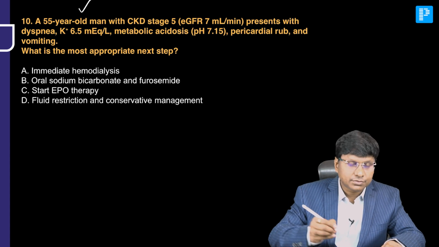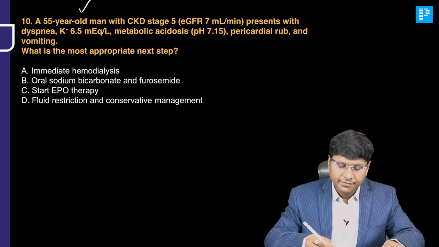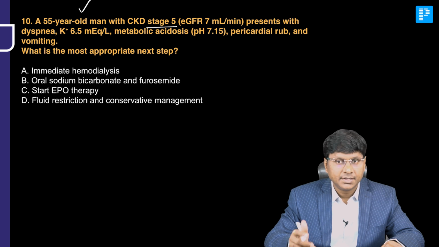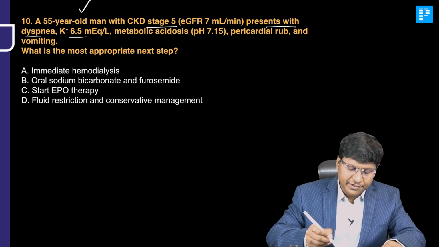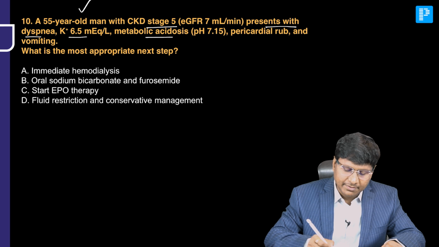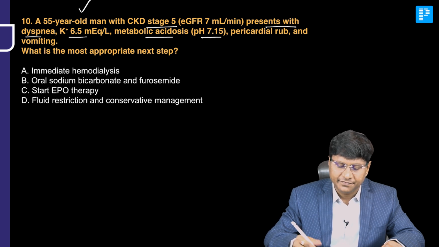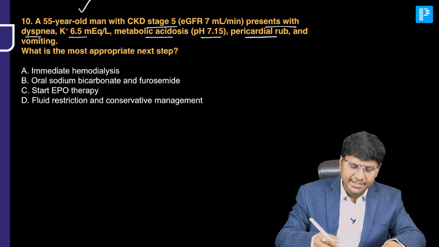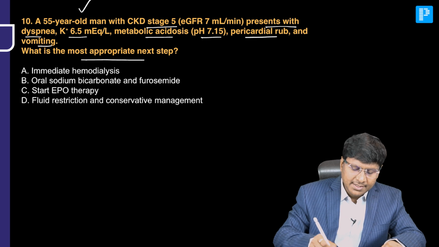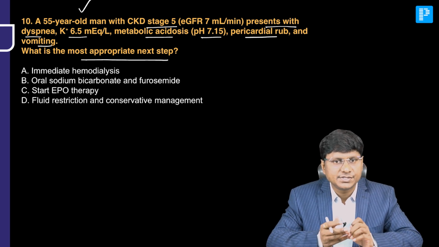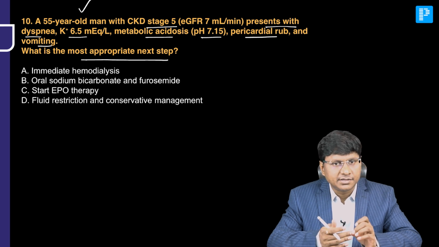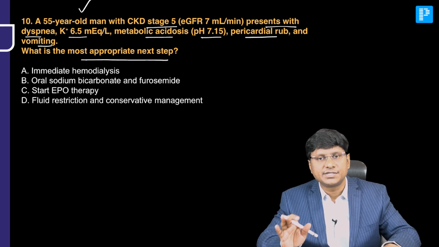Next question. So we have a 55-year-old man with CKD stage 5. This patient presents with dyspnea, potassium of 6.5 milliequivalents per liter, metabolic acidosis where the pH is 7.15. There is pericardial rub as well as vomiting. What is the most appropriate next step in this patient? Immediate hemodialysis, oral sodium bicarbonate and furosemide, start erythropoietin therapy, fluid restriction, or conservative management.